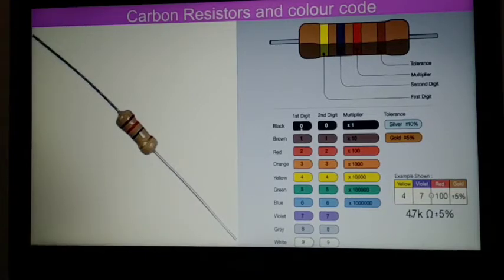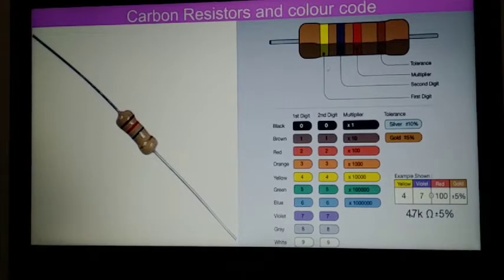Black is denoted by 0, brown is 1, red is 2, orange is 3, yellow is 4, green is 5, blue is 6, violet is 7, gray is 8, and white is 9. Okay, so this is the sequential order of these colors and the corresponding numbers: black, brown, red, orange, yellow, green, blue, violet, gray, white, and they are correspondingly given the values 0 to 9.